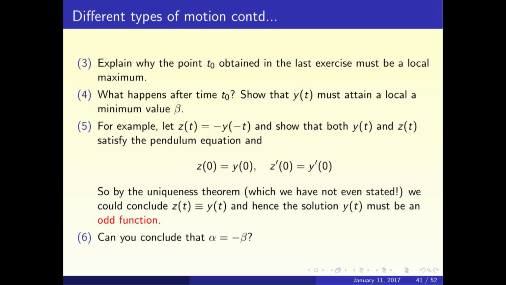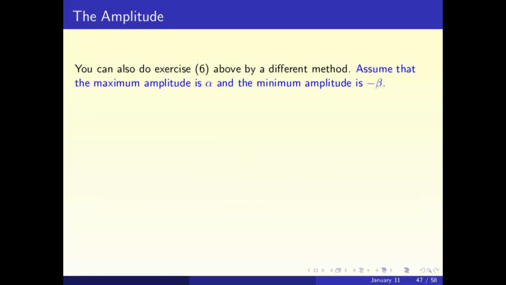That's because we have said that y of 0 is 0, and so the solution must be an odd function. Here we appeal to a uniqueness theorem, which we have not proved, the evasive uniqueness theorem. We can also solve exercise 6 without using the uniqueness theorem in a slightly different way. Let us see. We use the energy equation. Okay. So, assume that the maximum amplitude is alpha and the minimum amplitude is minus beta.